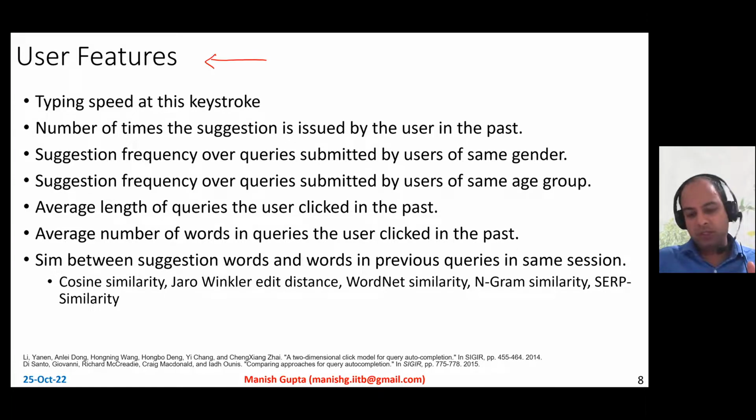You could also use design features which are user specific. So for example, some users are too fast in typing, right? And they never care about looking at auto-suggest suggestions. Some users are slow. So you could use typing speed at this keystroke as an interesting feature.